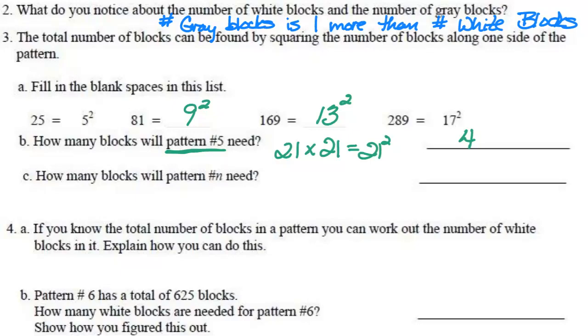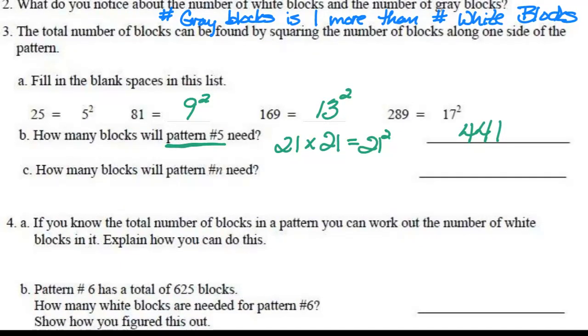So 21 times 21. What would that be? 421? Somebody. Has anybody got a calculator? Twenty-one times 21. 441. I should have known that. So, how many blocks will pattern number N need? Oh, they always got to throw in that N. How many blocks will pattern N need?